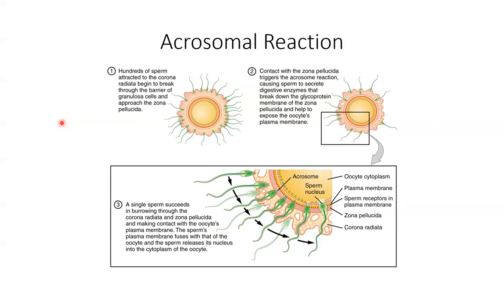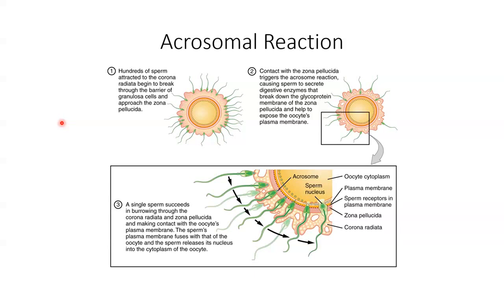So as the ovulated oocyte moves along the uterine tube, it encounters these capacitated sperm, so the sperm that have had the secretions from the female reproductive tract act upon them. And these sperm move towards the oocyte in response to chemicals that are released by the cells of the corona radiata. So it calls the sperm towards the oocyte.